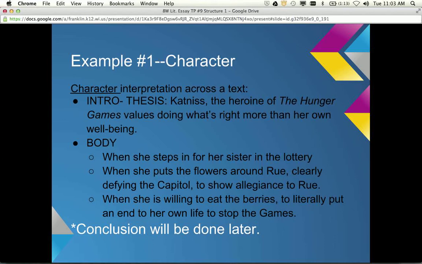So a possible thesis I could use in my intro would be: Katniss, the heroine in the Hunger Games, values doing what's right more than her own well-being. Make sure that you mention the name of the book in your thesis. So then my body paragraphs, the first one would be about when she steps in for her sister in the lottery, or the reaping. The second body paragraph would be about when she puts the flowers around Rue, clearly defying the Capitol to show her allegiance to Rue. And the third would be when she's willing to eat the berries to literally put an end to her own life to stop the games so that there's no winner. We'll discuss doing conclusions later. At this time, you need to worry about coming up with a thesis for your introduction and 3 pieces of evidence to develop paragraphs around.